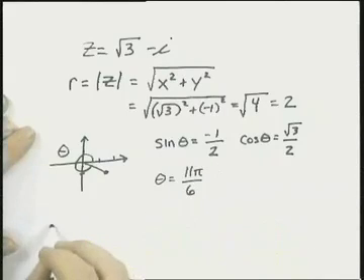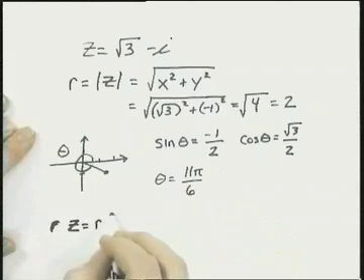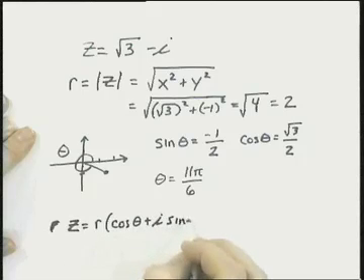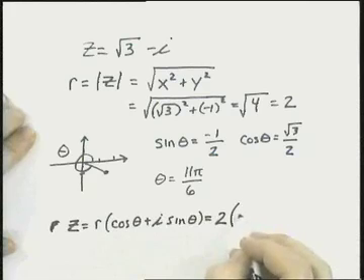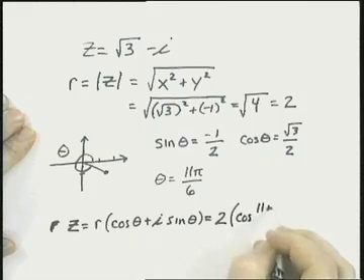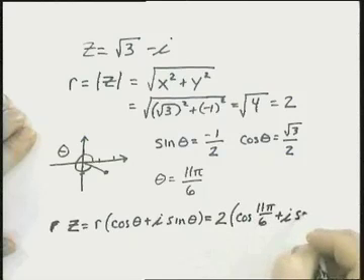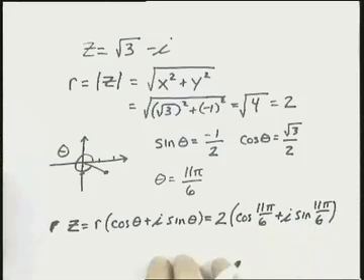So we would have that z equals r times cosine of theta plus i sine theta, where r is equal to 2, and then we have the cosine of 11 pi over 6 plus i times the sine of 11 pi over 6. So that is the polar form of the complex number.